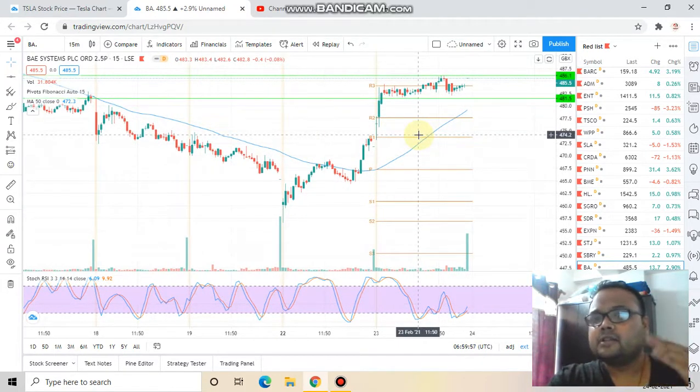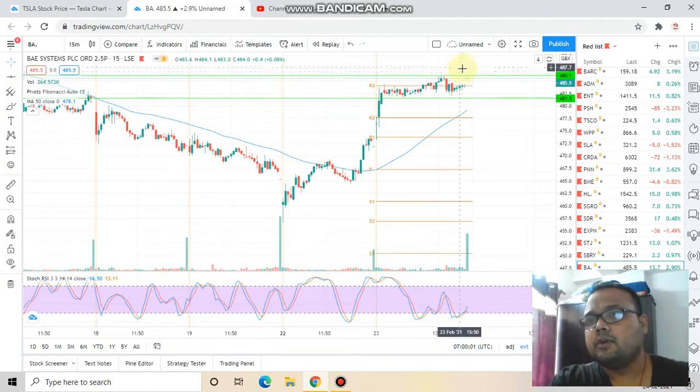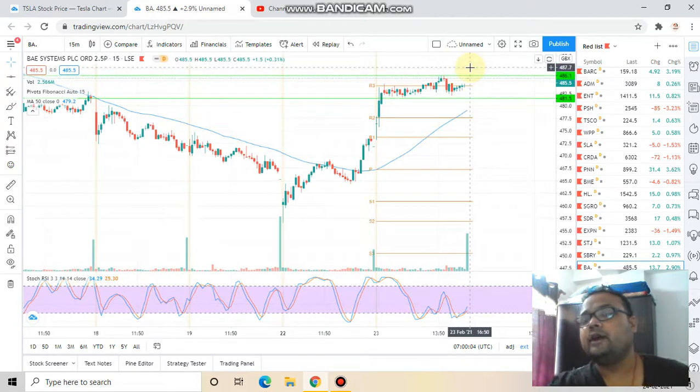For a better trade, just wait for the stock to cross the 486.1 level. Then only you go ahead and place the buy order.